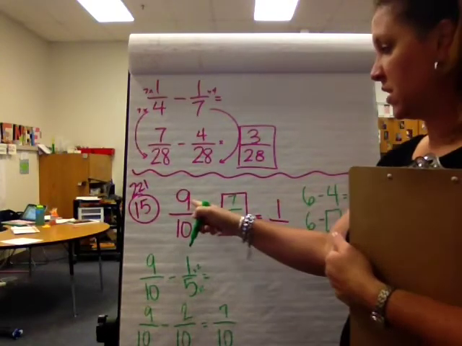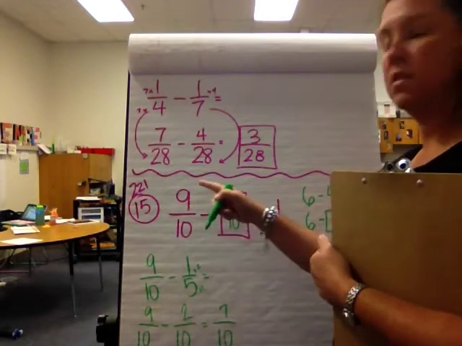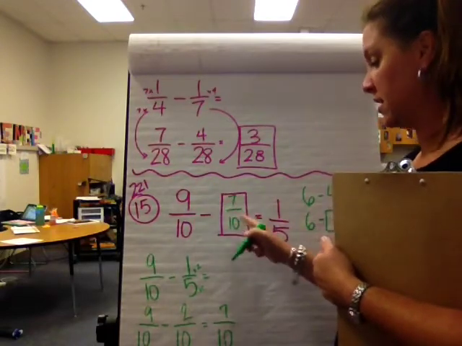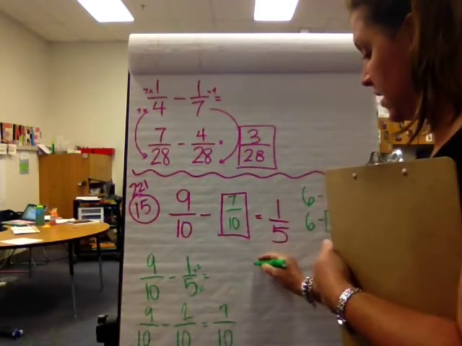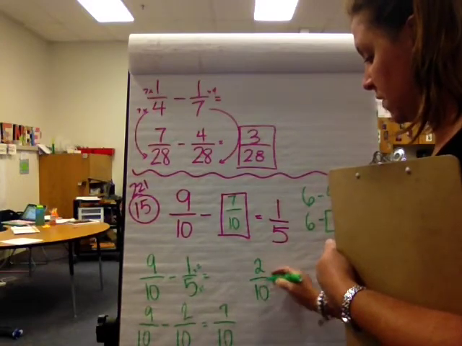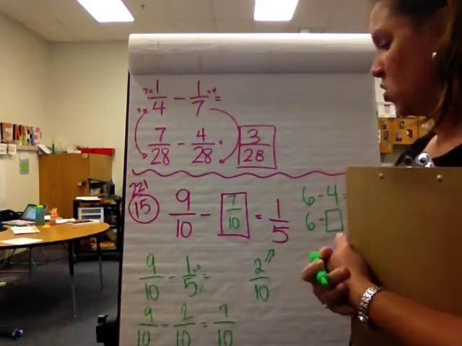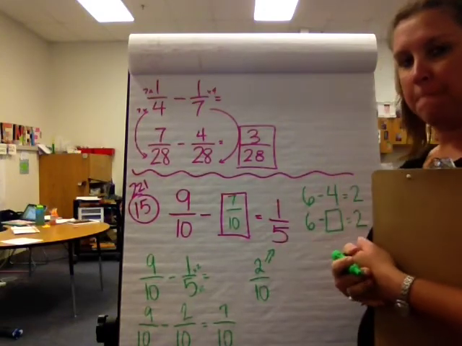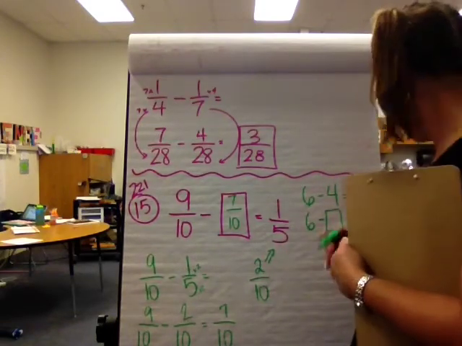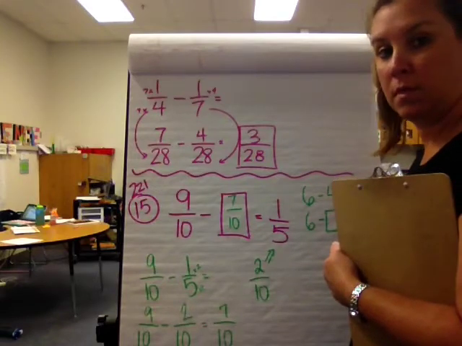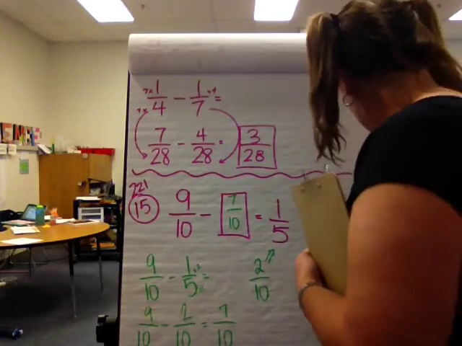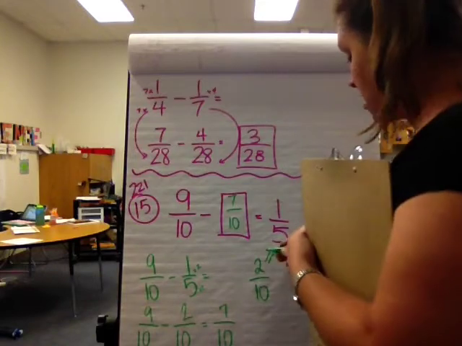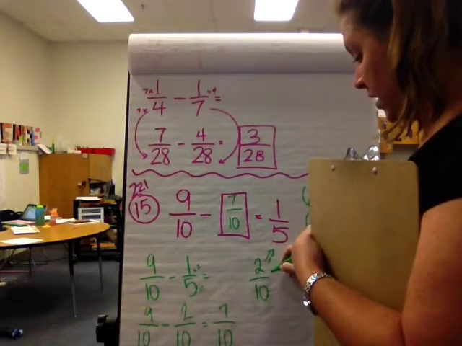Let's see. What's 7 tenths? Let's try that again. 9/10 minus 7/10 is 2/10. So therefore, how did I get 2/10, but yet my answer is 1/5? How does that work? Well, it is because your answer is not equivalent yet.